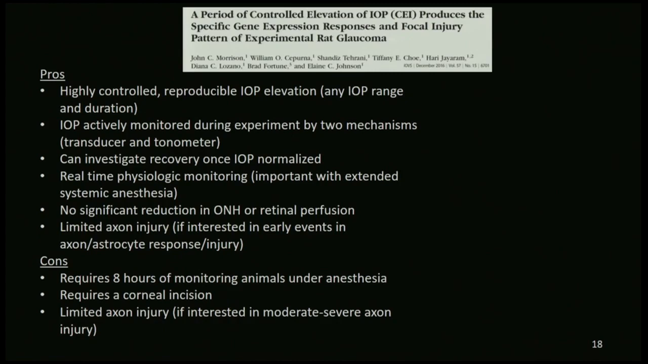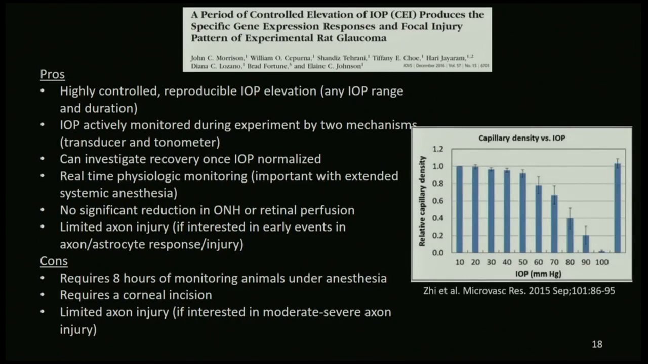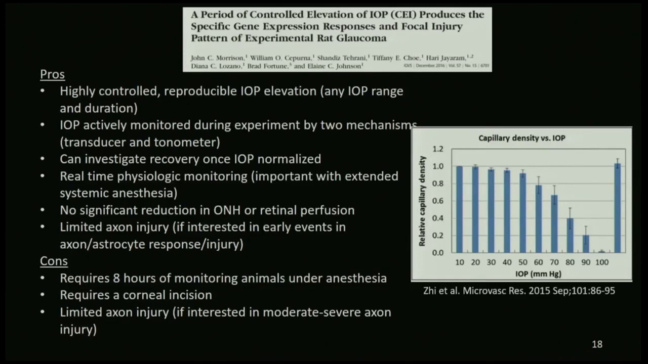There was no significant reduction in optic nerve head or retinal perfusion, and that was actually looked at using OCT, and it was published in collaboration with Ricky Wang's group at University of Washington. And what they found is that there was no significant capillary drop-off, in other words, perfusion, up to 60 millimeters of mercury. But as soon as you got past that, then you got significant drop-off of capillaries. So we were sort of right at the cutoff for when you would really induce ischemia. So 60 seems to be the magic number. If you go higher than that, then you risk causing ischemia in your model.